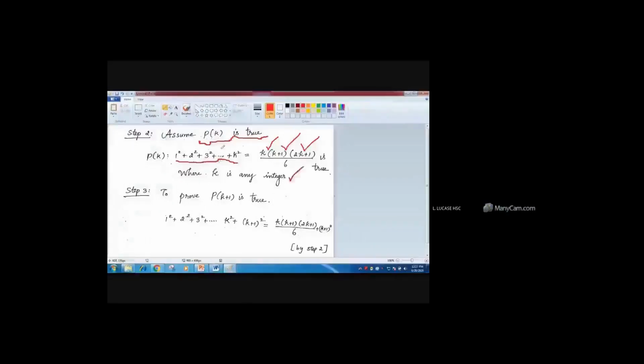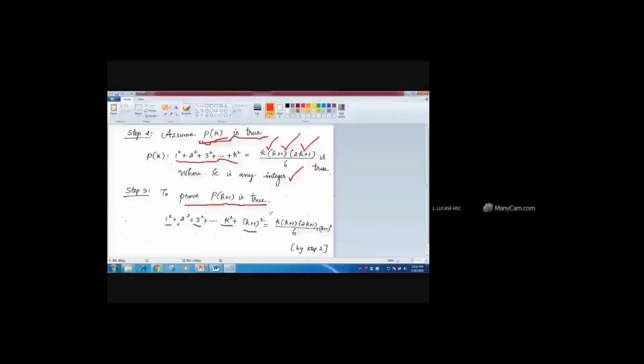And my dear students, remember that here we are assuming P of k is true. Just assumption only, we are not proving. And in step 3, we have to prove P of k plus 1 is true. And for that, to prove P of k plus 1 is true, we have to take terms up to the k plus 1th term. First term, second term, third term, kth term, k plus 1th term. We have to take up to this.